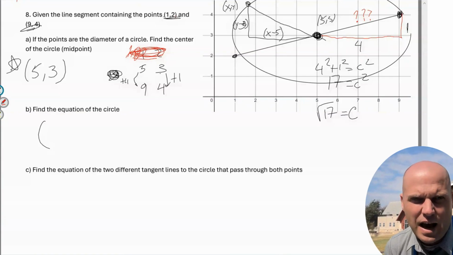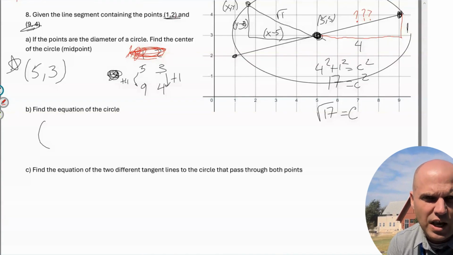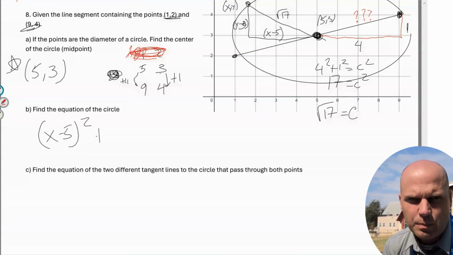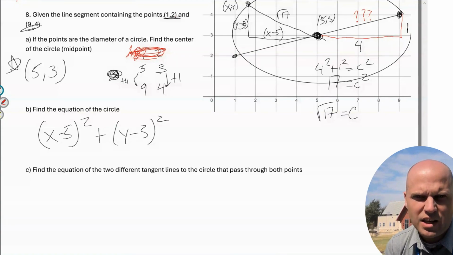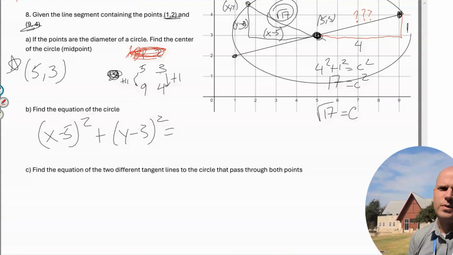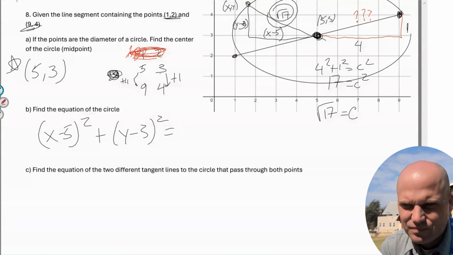And you now know that this is root 17. But here's another mistake students made. a squared plus b squared equals c squared. Root 17 squared is 17. That's what c squared is. That's what we have. So we got that.